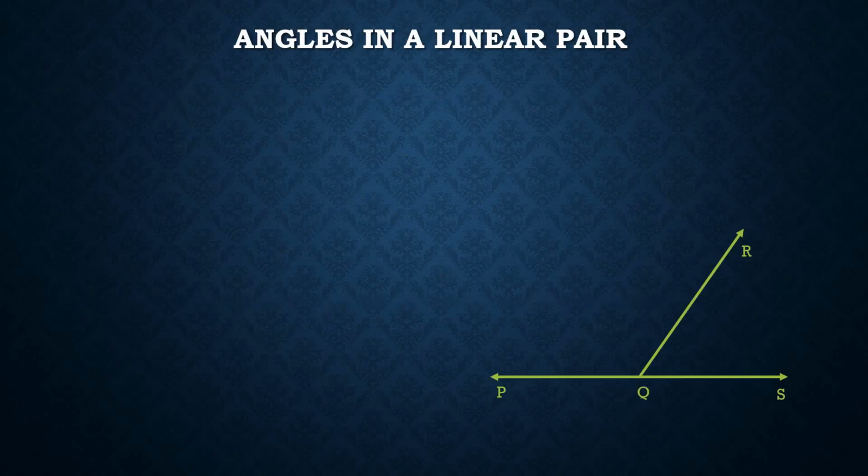Angles in a linear pair. We can see a figure over here. There are a few questions which we are going to answer. Let us see those questions. First question is write the names of the angles in the figure alongside. Second question which arises over here is what type of pair of angles is it? Third question which arises over here is which arms of the angles are not the common arms? All these questions are answered as follows.